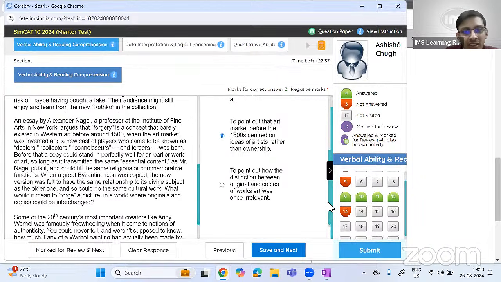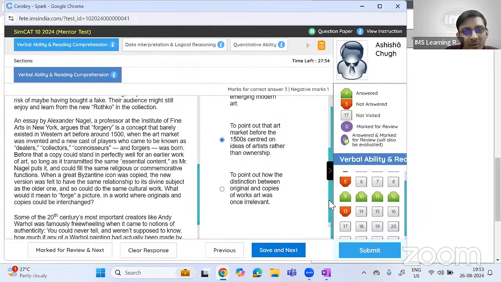Distinction between original and copies of a work of art was once irrelevant. Okay, this also seems to be relevant. Originals and copies could be interchanged. I think both the third and fourth options seem to be appropriate here. One second.